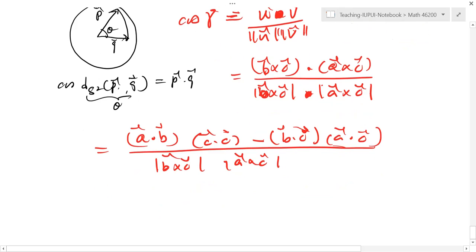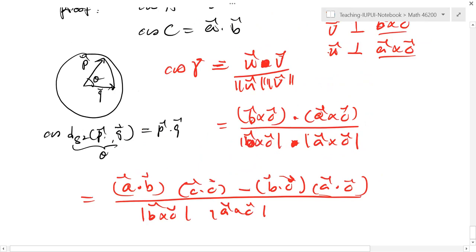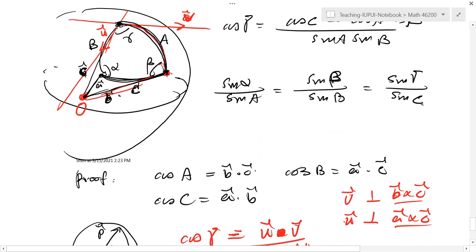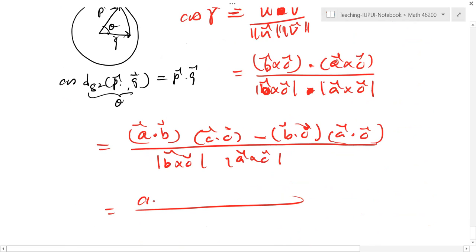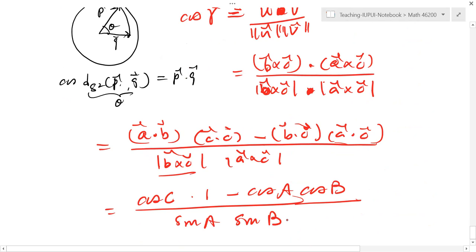Okay, then each of them has a geometry meaning here. A dot C, if you look at my picture, A dot C is cosine C, okay? So that is gonna be cosine C, and that's a unit vector. That's cosine A, that's cosine B, okay? And this one actually is sine A, that's sine B, this one is B, okay?